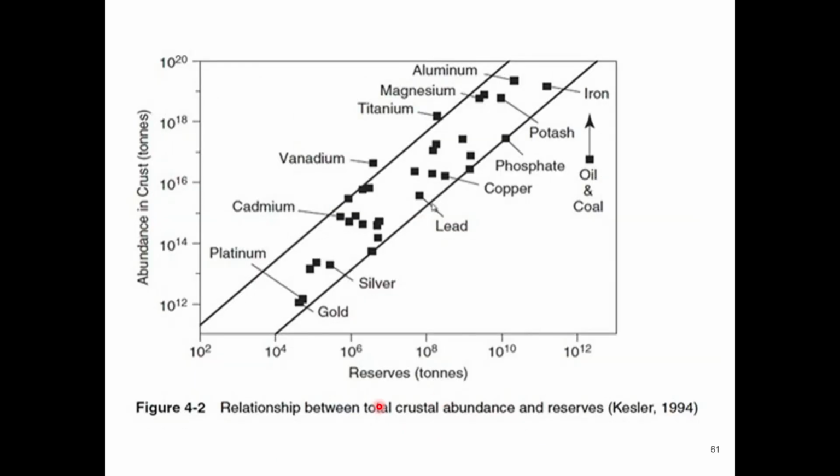So there is the relationship between total crustal abundance and reserves. This is the reserves in tons and this is abundance in crust in tons. So abundance is much more as compared to the reserves, and all the elements fall basically between these two lines. So there is gold, platinum, cadmium, silver, lead, vanadium, copper, phosphate, potash, titanium, magnesium, aluminum, iron, oil, coal, everything.